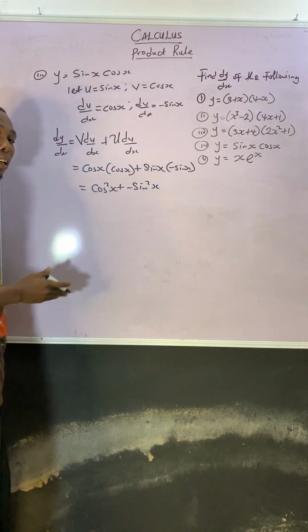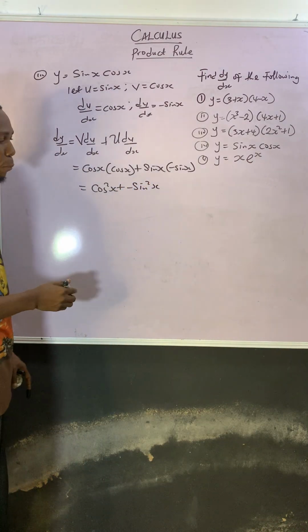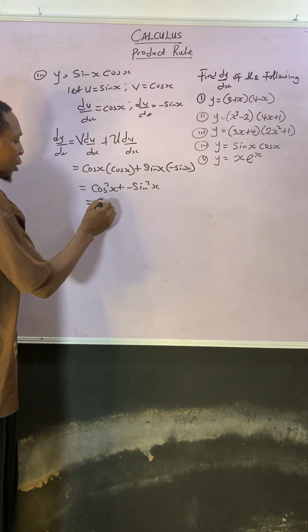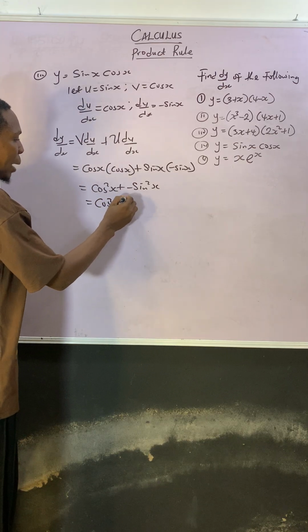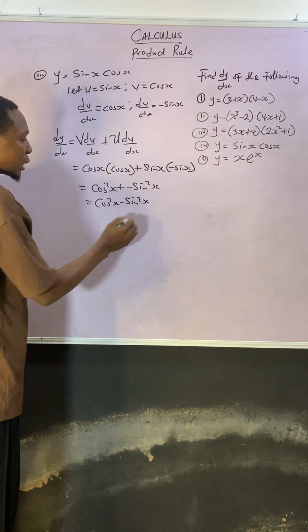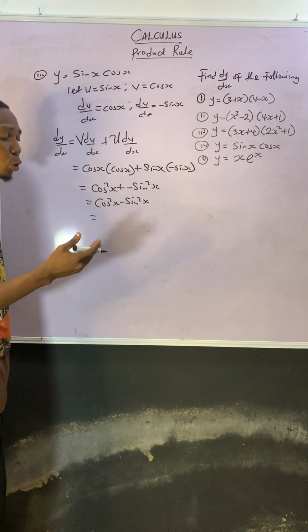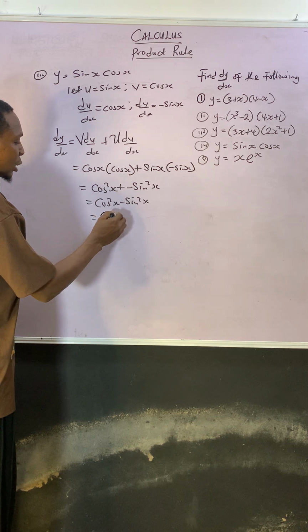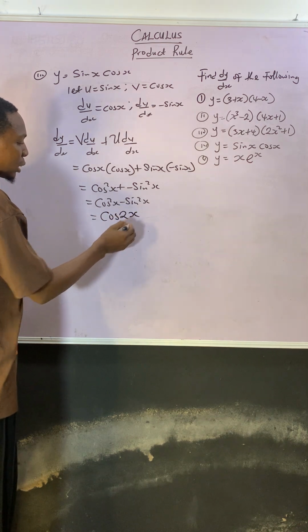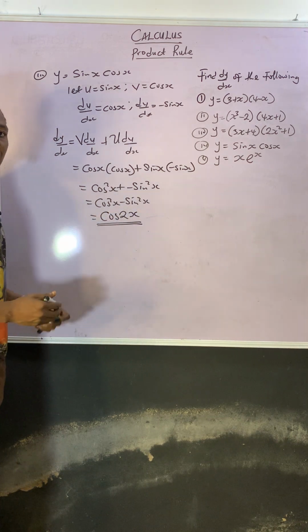You shouldn't just leave your answer like this because of the sign. So from here, we are going to have cos squared x minus sin squared x. And cos squared x minus sin squared x in trigonometry is cos 2x. So that's your final answer.